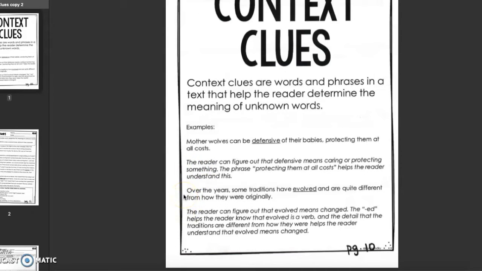Over the years, some traditions have evolved and are quite different from how they were originally. So the underlined word is evolved, and we need to use some context clues to figure out what that word means. The reader can figure out that evolved means changed. The ed helps the reader know that evolved is a verb, and the details that traditions are different from how they were helps the reader understand that evolve means changed. So since things are different than how they were, evolved is a change of things.